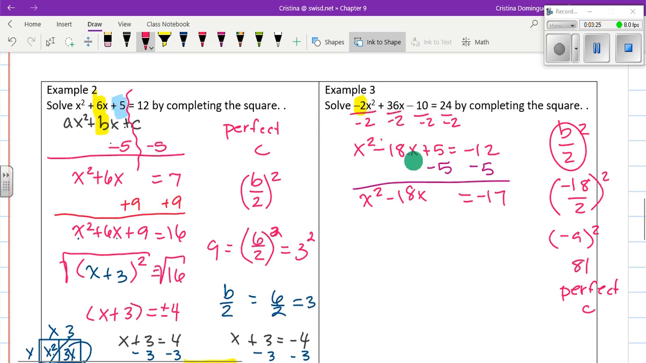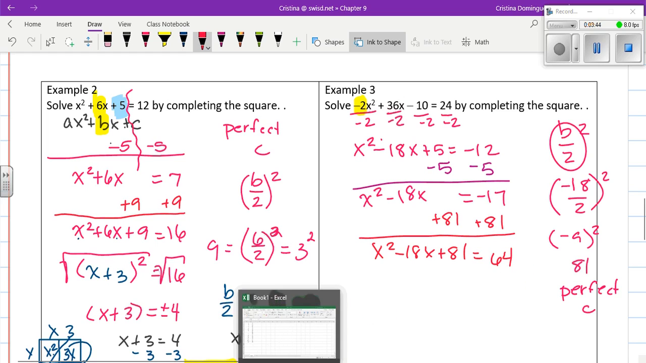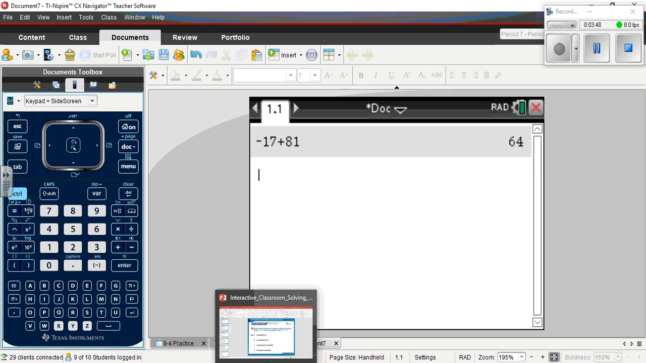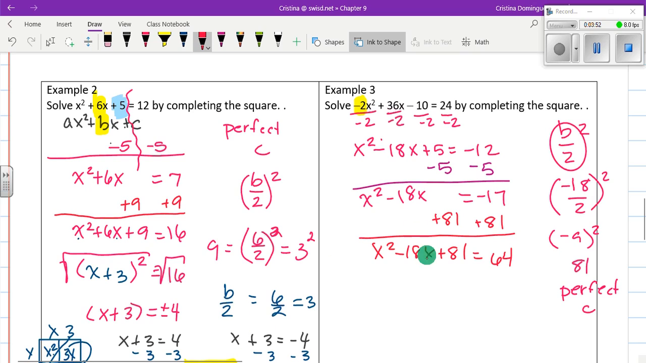Okay, so I'm going to add that to both sides. Plus 81. Got to do it on both sides. And then I'm bringing it down. x squared minus 18x plus 81 equals, and I already did the math, so it's 64. Let me double check. Yeah, 64. I like to have everything ready in advance. I'm prepared. So now I can rewrite this like x minus something, squared, equals 64, right?